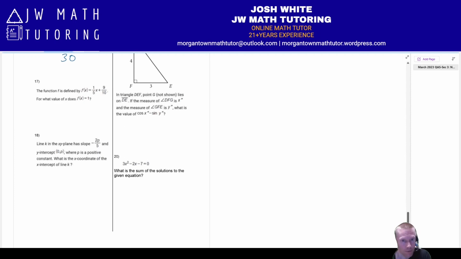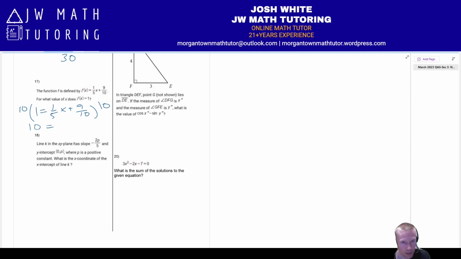Okay, next problem. Here you are given a function. Notice this is also a line, but that doesn't really matter. And they want to know for what value of x does it equal 1. So this is basically saying when y is equal to 1, what is the corresponding x value? So just set it equal to 1 and solve it. I would multiply everything by 10 on both sides.